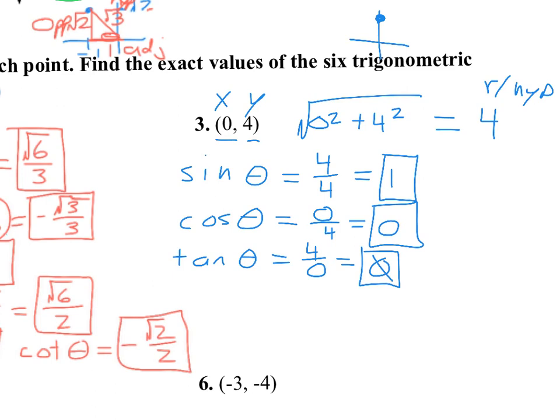Now we need the reciprocals of those. Reciprocal of sine is cosecant. The reciprocal of 1 is just 1. Reciprocal of cosine is secant. So notice secant has a 0 on top. If you flip that and it goes upside down, the 0 is now on the bottom. So that's undefined.